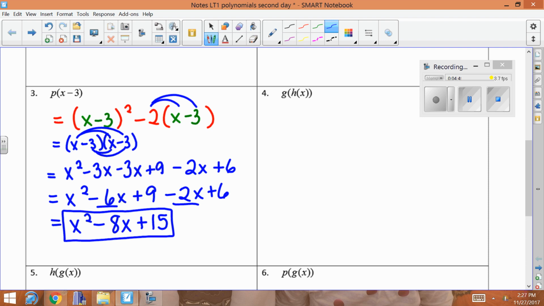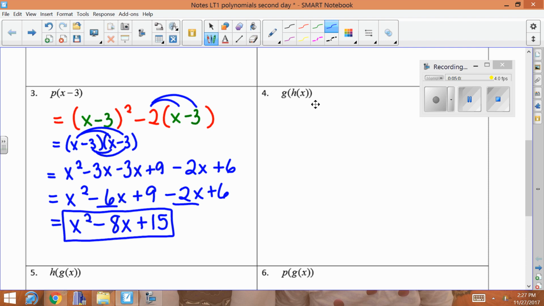So hopefully you got that answer on there. Let's try one like number 4. Now if you remember from our test, the extra credit was kind of similar to this. The extra credit was a little bit more complicated. But this one, now you're doing g of h of x.